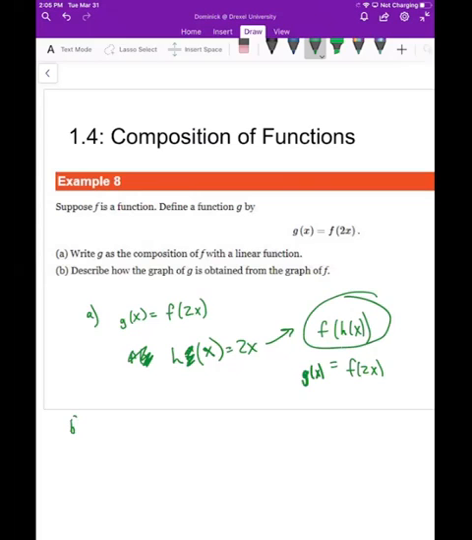All right, and of course, part B of this, how the graph of g is obtained from the graph of f. Well, this is happening on the inside, so this is a horizontal stretch. But remember, this is really shrinking the graph, since that c is bigger than 1, by a factor of 2, or I guess of 1 over 2.